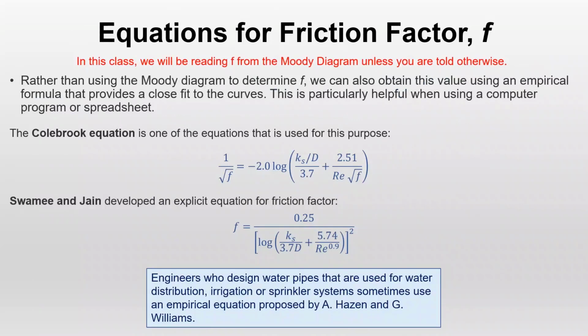I am pretty sure that by now you have a question in your mind. Are there any equations that we can calculate friction factor from? Or should we go to the Moody diagram every time and find the friction factor on the Moody diagram? The answer is that there are empirical equations, multiple empirical equations, that are developed based on different experiments and based on the Moody diagram. However, in this class, as I have written over here, we are going to read F, or friction factor, from the Moody diagram every time, unless you are told otherwise in the problem statement.